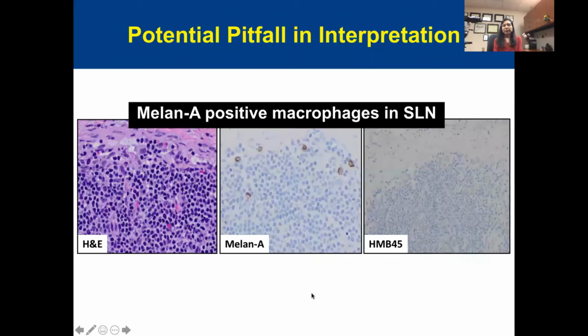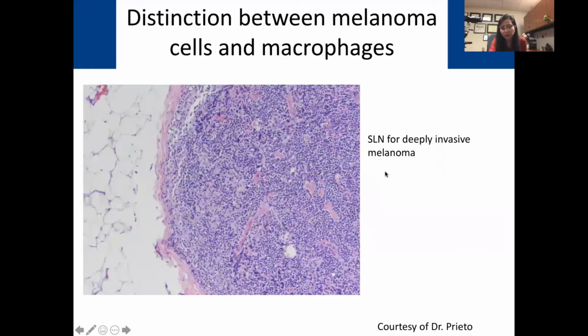Okay. And this is a little bit about interpretation in sentinel lymph node. So as I mentioned, if you do Melan-A for this case, now you are seeing there are at least like 6 possible stained cells here. So you are not sure if these are melanoma cells or macrophages. What you can do is you can do HMB45 additionally, and then you can see these macrophages will not be highlighted with HMB45. Okay. So just the example of that.